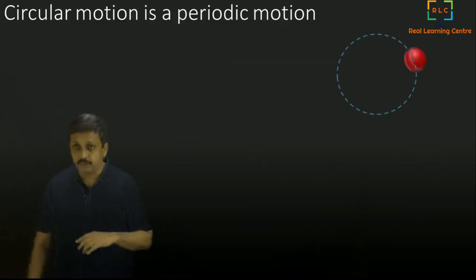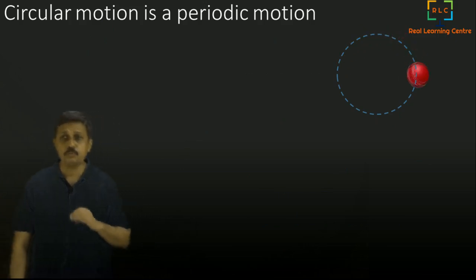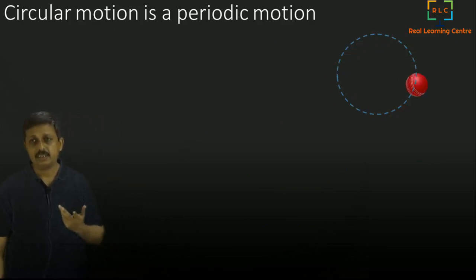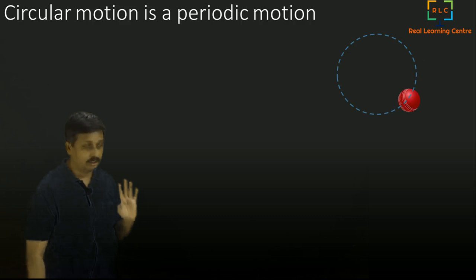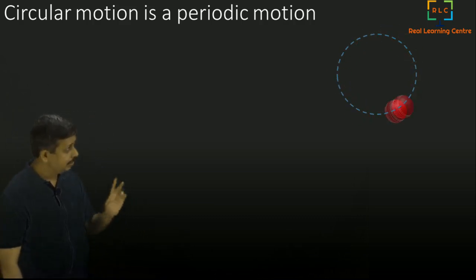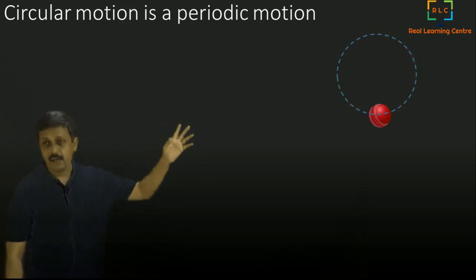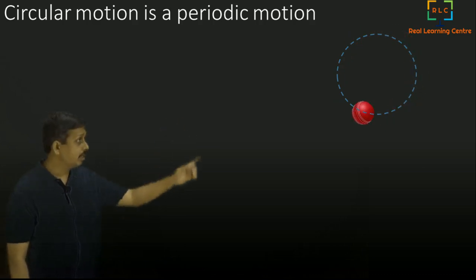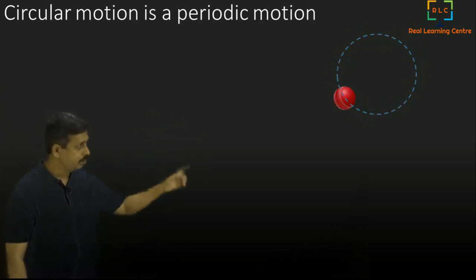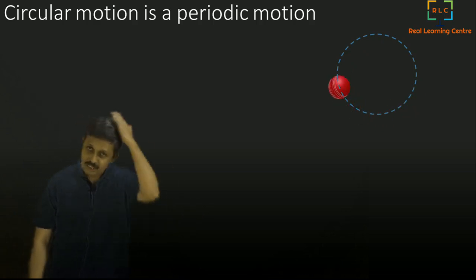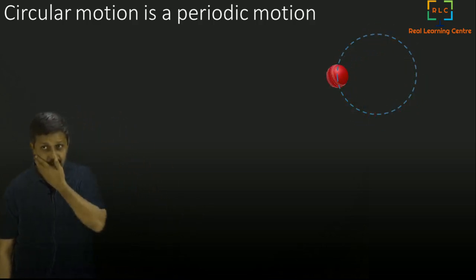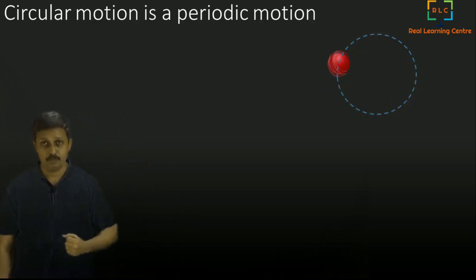Now in circular motion, the most important thing is that it is a periodic motion. You can watch here the ball going around the circle, and it keeps doing the same thing continuously. It comes back to the original position and then continues again. So it is a periodic motion. Circular motion is a periodic motion.